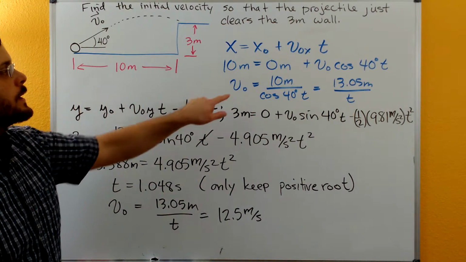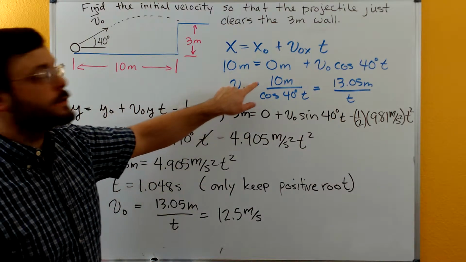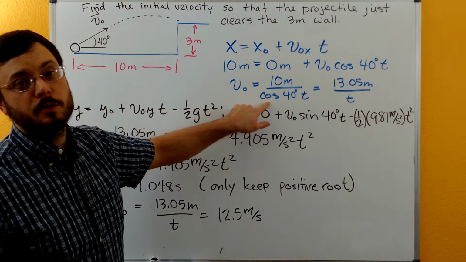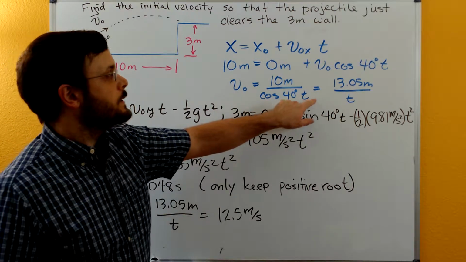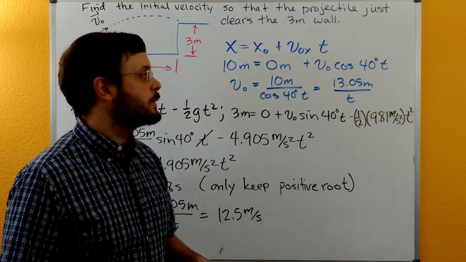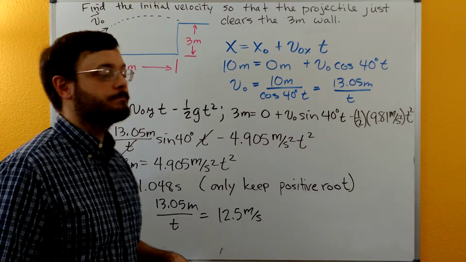So just rearranging, we get that v naught is equal to 10 meters divided by cosine of 40 times t, and so v naught is equal to 13.05 meters divided by time.